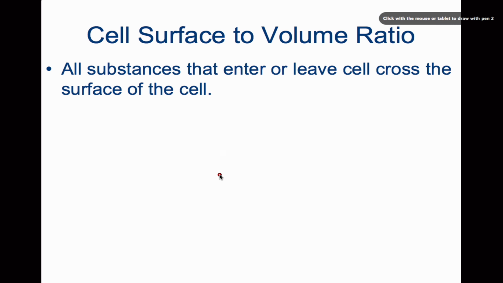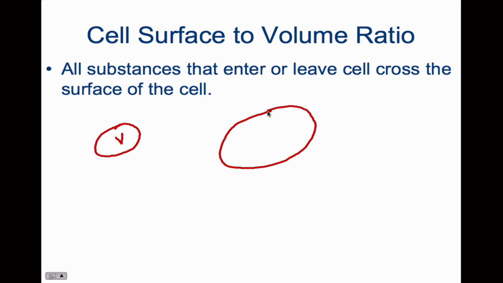All right, we're going to talk about the cell surface to volume ratio. And what this is, because all substances that enter or leave the cell have to cross the surface of the cell, we talk about this surface to volume ratio. So if we have a small cell like this, it has a certain volume inside, right? And the surface area would be this outer area. If we have a large cell, we have that volume inside, and then this outer part here would be the surface area. The thing is that the ratio would be different.